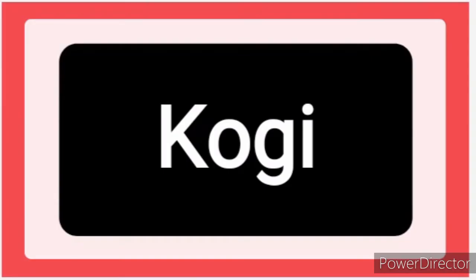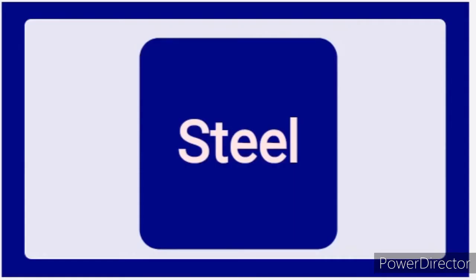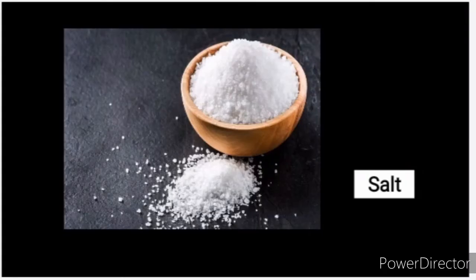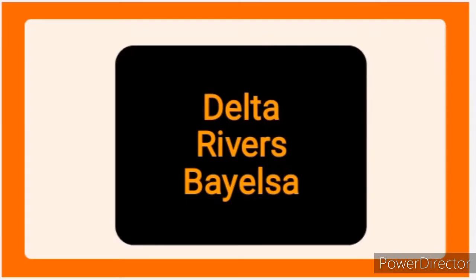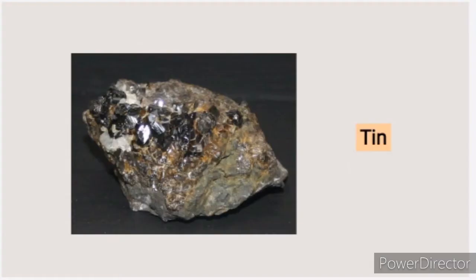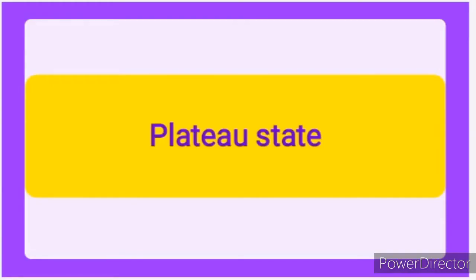Another mineral resource that we have in Nigeria is iron ore. Iron ore can be found in Kogi, and we use the iron ore in making steel. Another natural resource is salt. Salt can be found in Delta, Rivers, and Bayelsa. Another mineral resource is tin. Tin can be found in Plateau State.